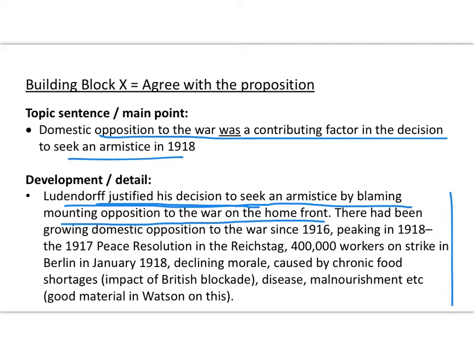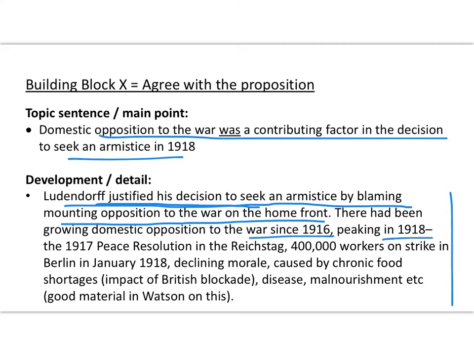So you can see what I've done there is that the link was Ludendorff justifying his decision to seek an armistice by blaming mounting opposition. So you make that point. You've got to make that point very, very clearly. And then you've got to show knowledge. What was the domestic opposition that had been building up on the home front?